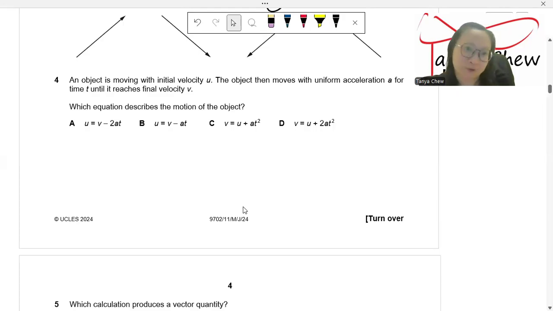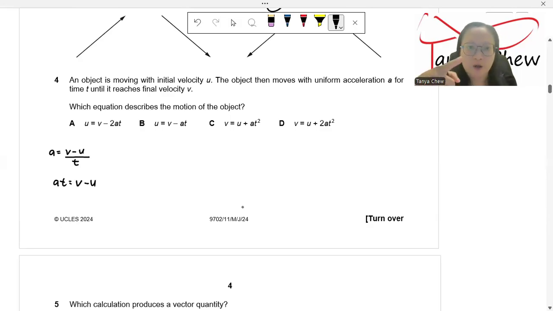The definition of acceleration will do. Because they give us an acceleration, a is equal to v minus u over t. You can actually use at is equal to v minus u. Since v or u must be the subject, I put v as the subject first.